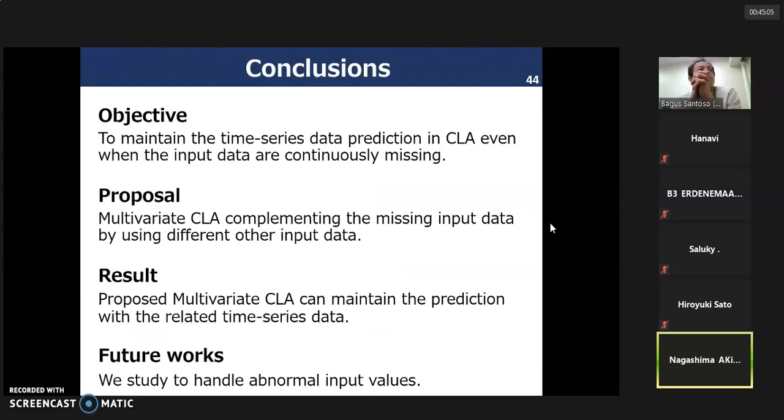To summarize this study, to maintain the time series data prediction, even when the input data are continuously missing, we proposed a multivariate CLA. As a result of the experiment, the proposed method can complete prediction if there is related data.